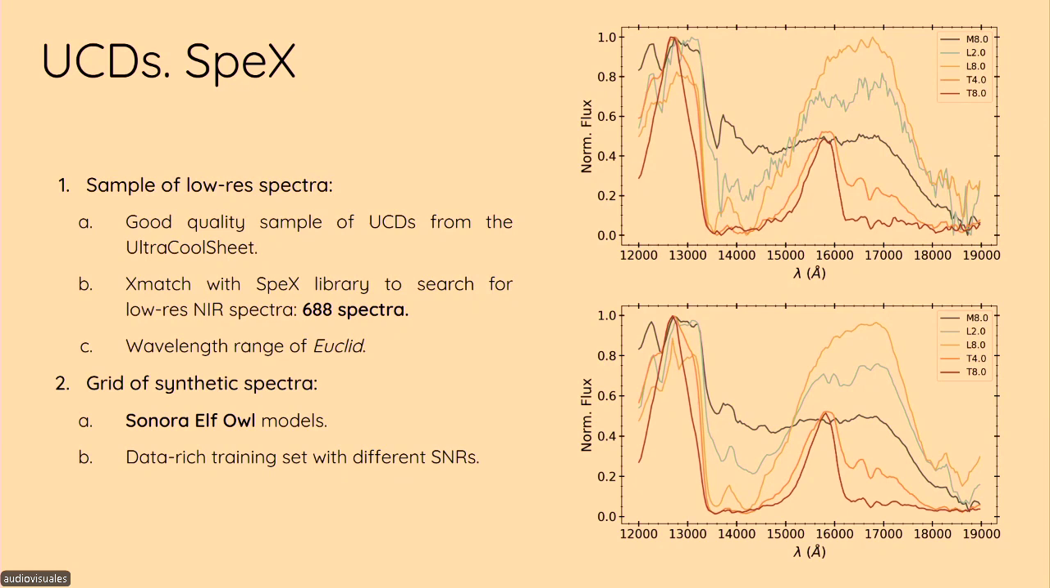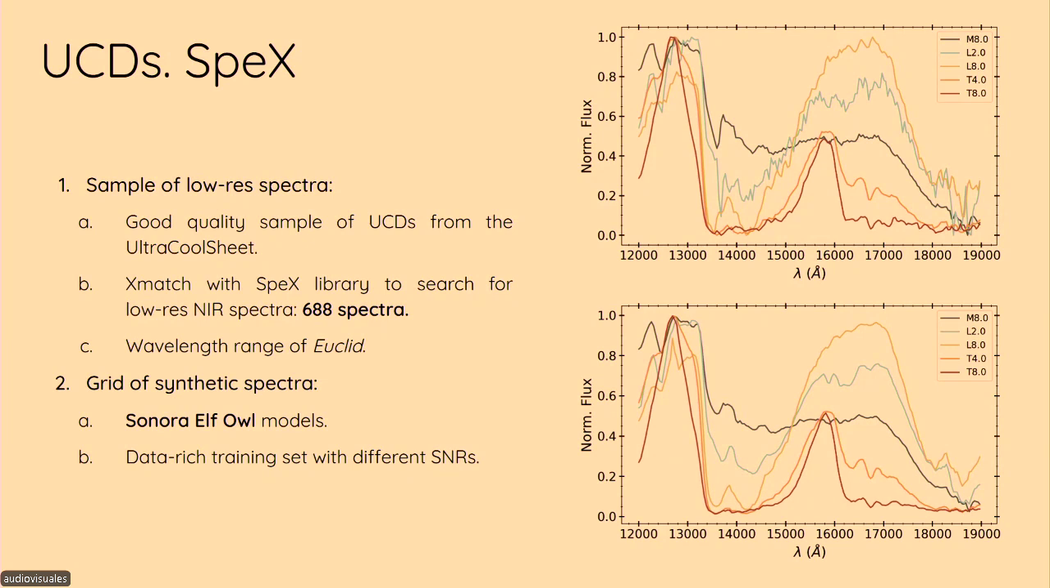And we didn't take the full spectra, but we only took the wavelength range that will be provided by Euclid, as what we want to test is if our methodology is of use for the data that will be provided by Euclid. And for the grid of synthetic spectra, what we did is to build a grid using the new Sonora Elf Owl models. And we enrich our training data set by performing data augmentation, adding different random signal to noise ratios to the synthetic spectra.